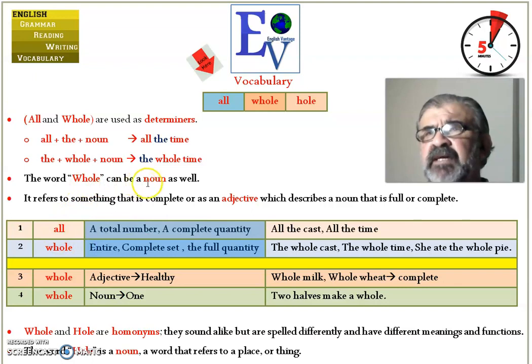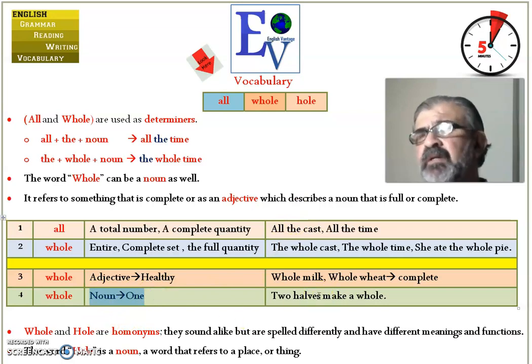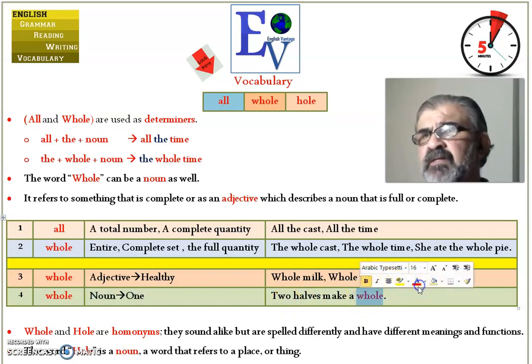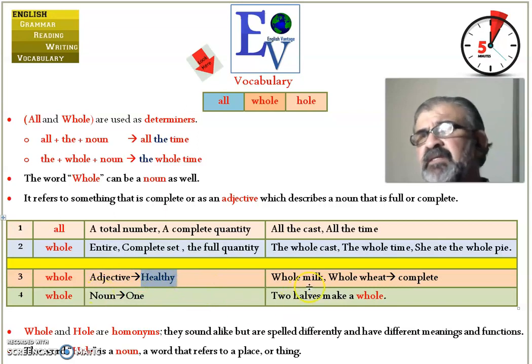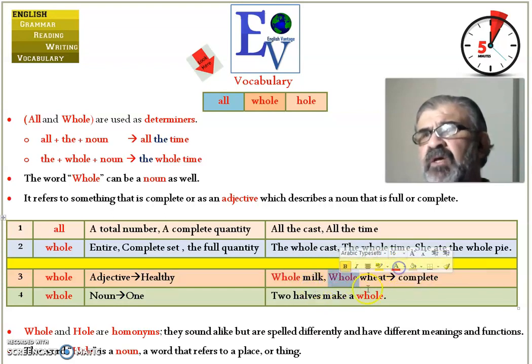The word whole can be used as a noun as well, or as an adjective. Let's see it as a noun. Two halves make a whole. This is used as a noun simply because it is used after the article, a actually. You could also use whole as an adjective, meaning healthy. Some people like to drink whole milk, or whole wheat, meaning complete.